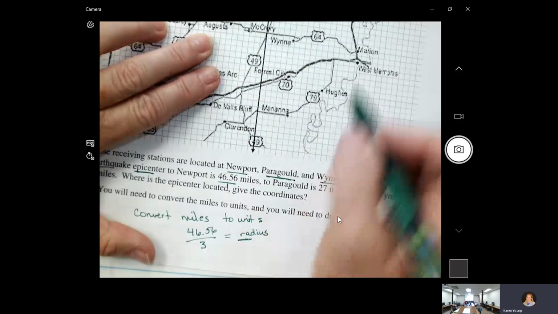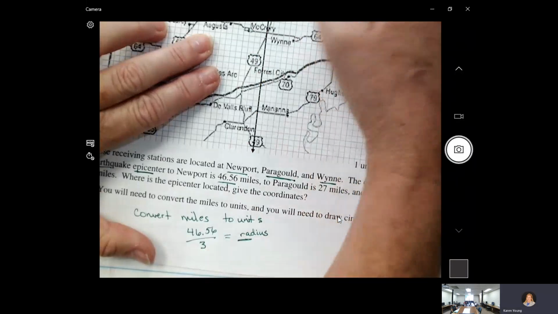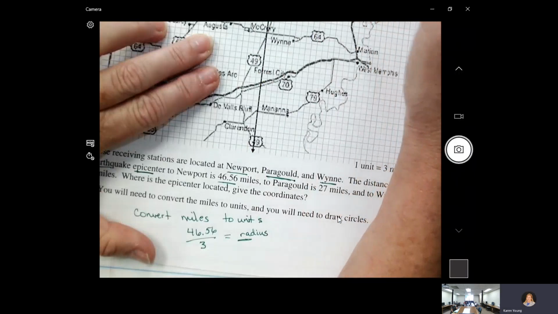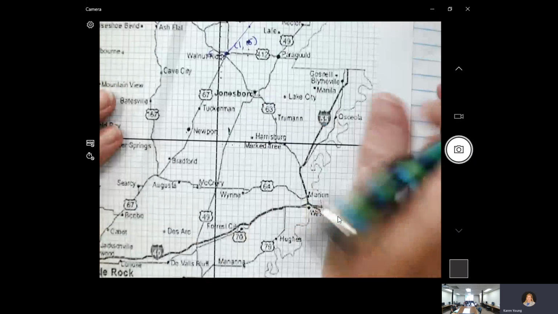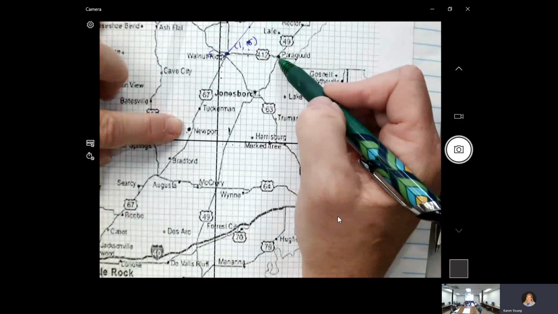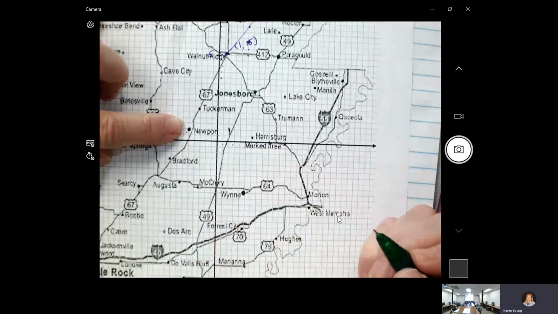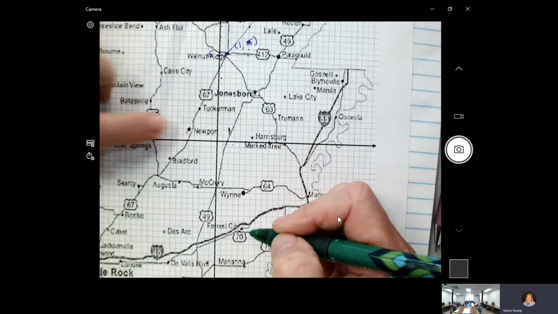The same thing for Paragould. Here's Paragould, your center at Paragould, you're going to find your radius and draw the circle. Now you can't see what I'm doing. Where's Paragould? So Newport, where did I lose Paragould? Paragould, and then Wynn was the other one, okay? So you're going to find your radius, find the number of units, draw your circles.